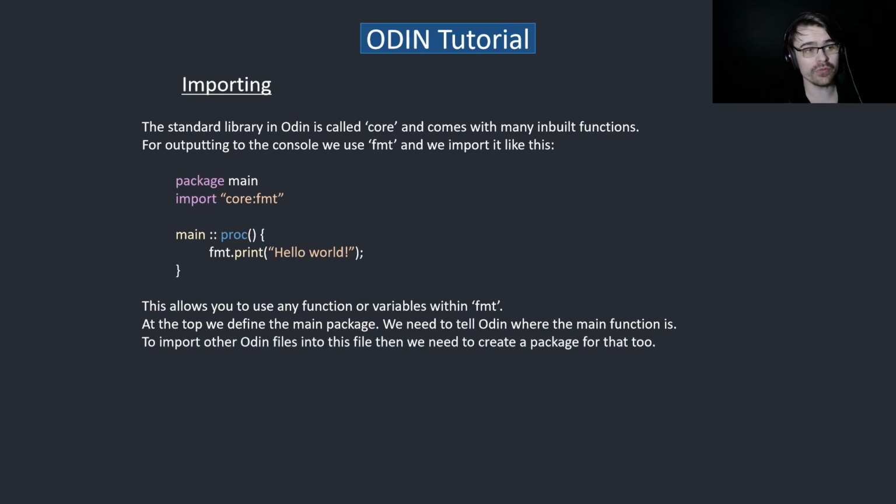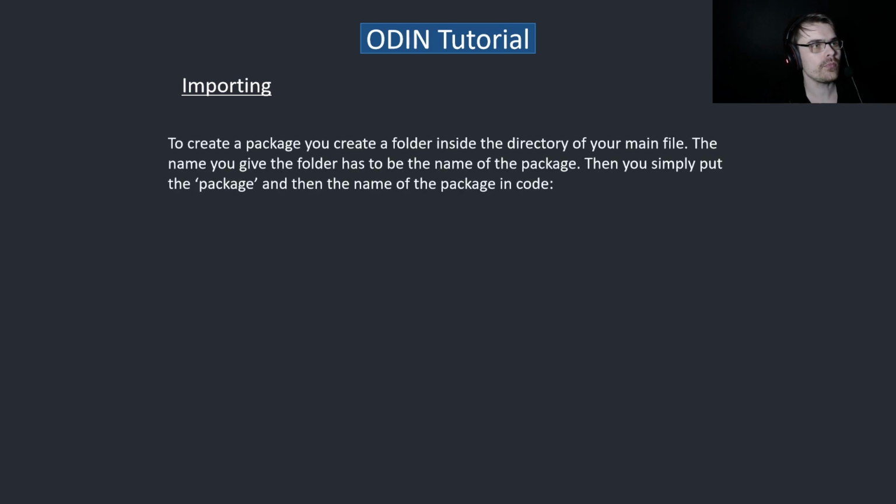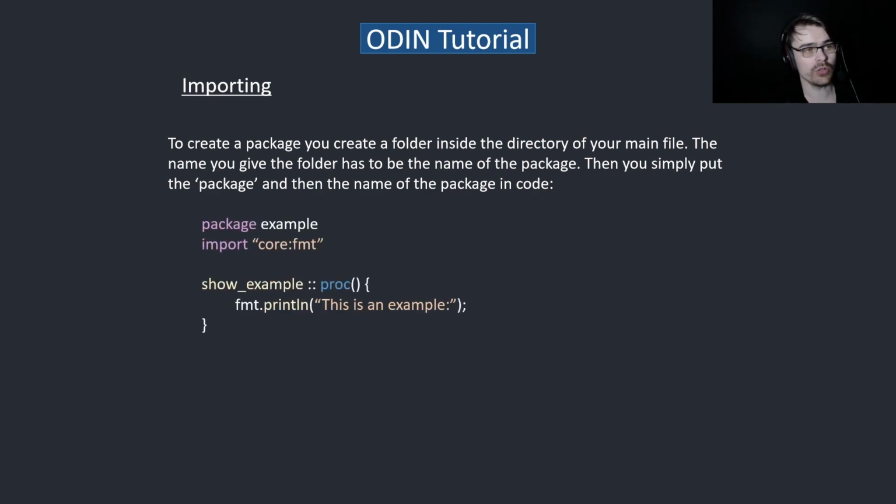To import other Odin files into this file, to use them, we need to create a package for that too. So to create a package, you create a folder inside the directory of your main file. The name you give the folder has to be the name of the package. Then you simply put package and then the name of the package in code. So for example, like this. Package example. So we're creating the example package. And yeah, this is an example.